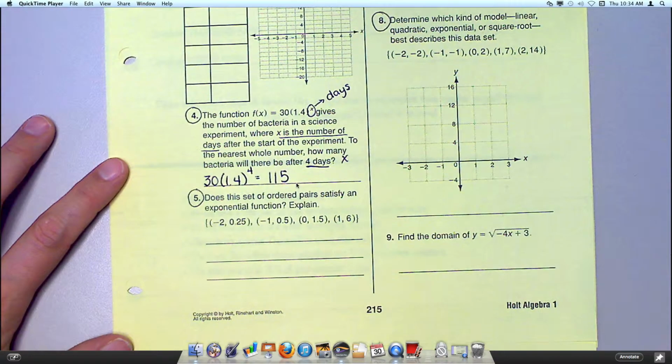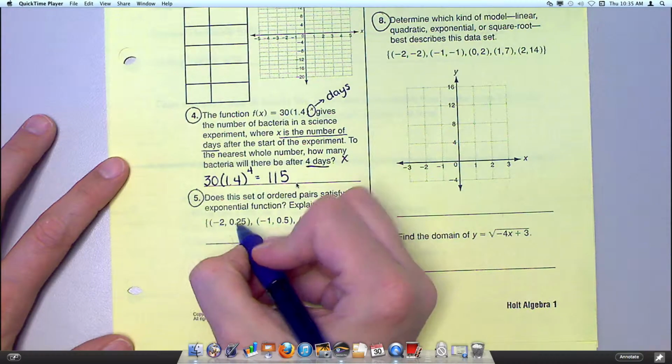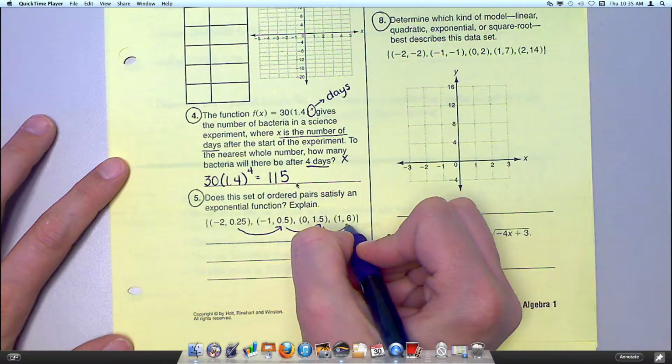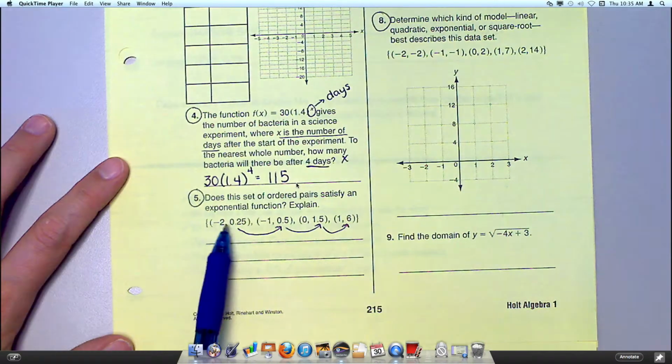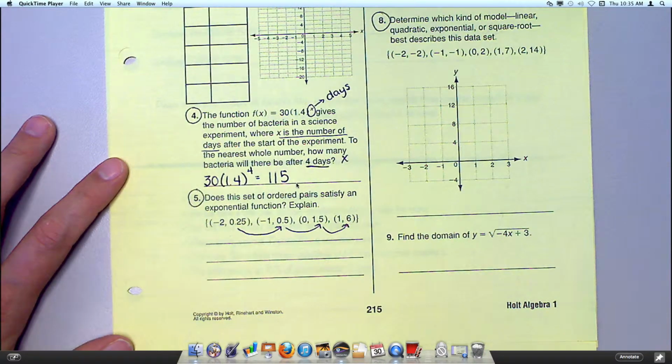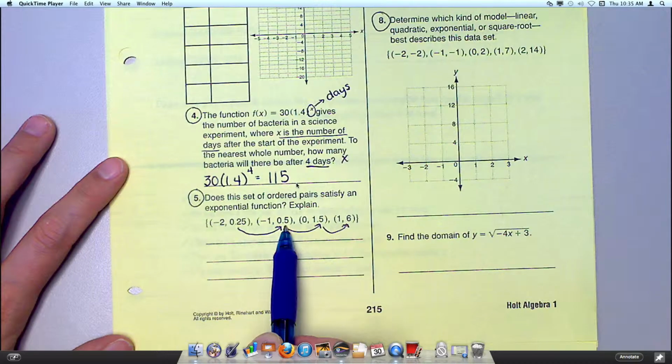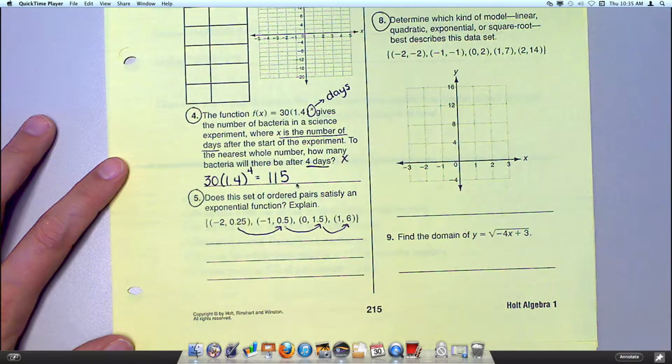Okay. All right. Does this satisfy an exponential function? Do you remember what an exponential function has to do with the coordinates? Yeah, it has to have a common ratio where you're multiplying by something. So, looking at just the y's, we would need something that multiplies this to this to this. So what I want to know is 0.25 times what makes 0.5. And if you aren't sure, do 0.5 divided by 0.25. Should be 2. Agree? Okay.